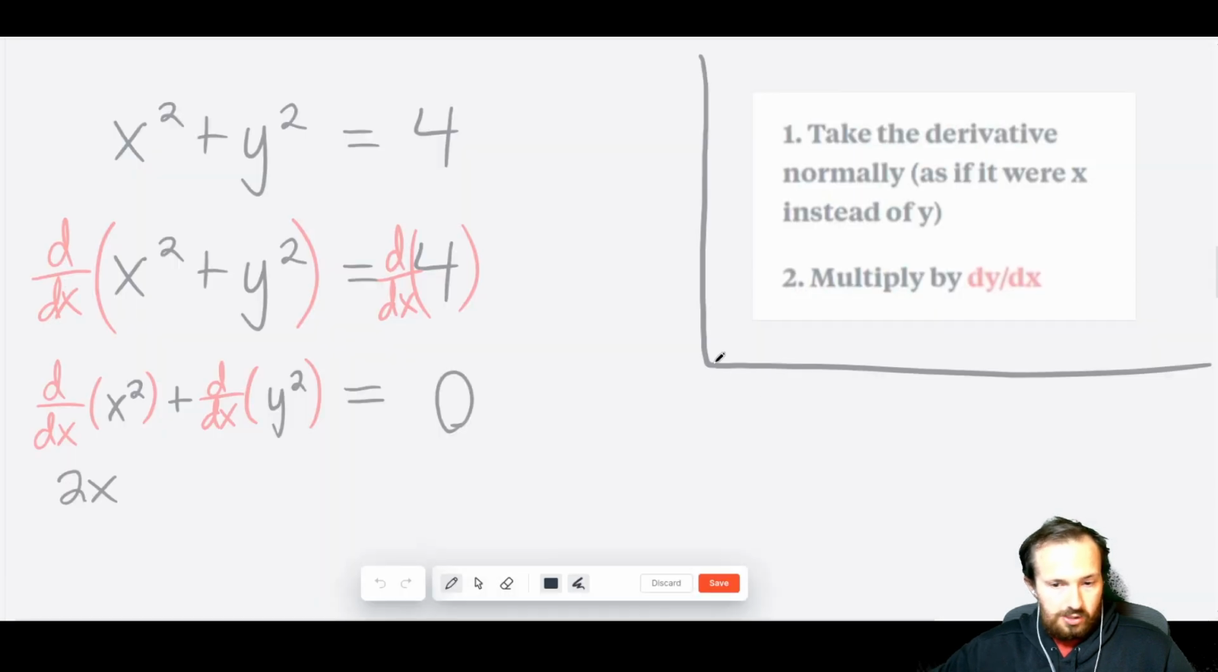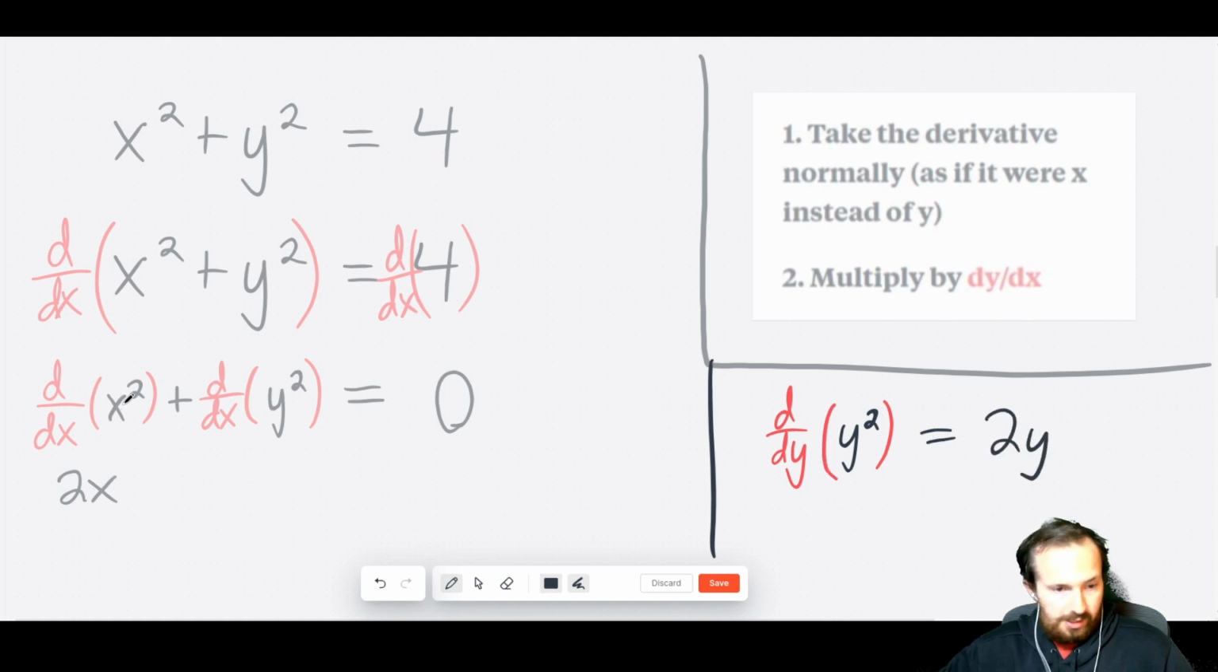a y here. And just to be clear, if we were trying to take the derivative with respect to y of y squared, that would just be 2y. Just like the derivative of x squared with respect to x is 2x. So in other words, if the variable is the same, you just do the normal rules.